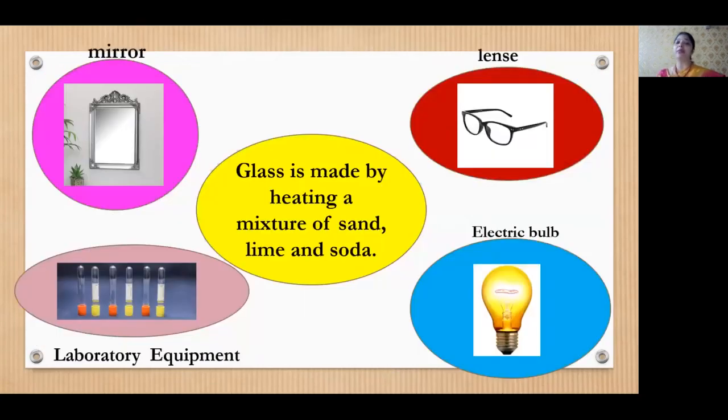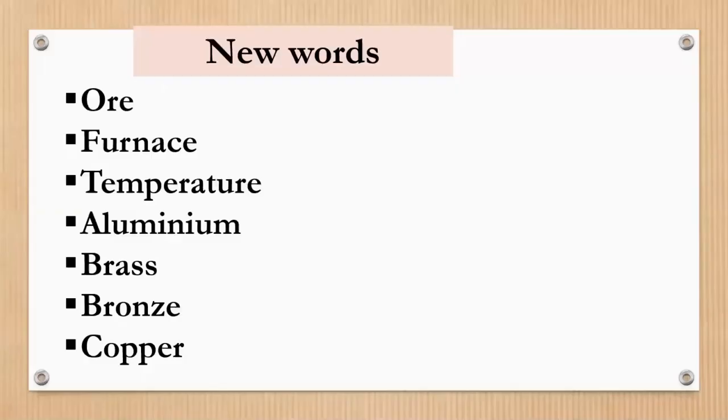Glass. Glass is made by heating a mixture of sand, lime, and soda. What are the three things required to make glass then? Sand, lime, and soda. And we find many objects made of glass like mirrors, your spectacles, magnifying glasses, and even for a telescope we use the lens. That lens is also made of glass. Electric bulb, laboratory equipment, bangles, many more things are made of glass. So let's move to today's session.